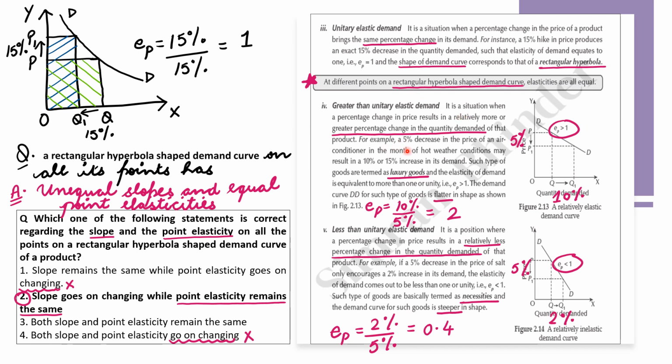For example, if there is a 5% decrease in the price of air conditioners in the month of July, August, because it is the month of July, August, there will be more demand. The percentage increase in demand with respect to air conditioners will be definitely more. So there will be a 10% increase in demand of this product.